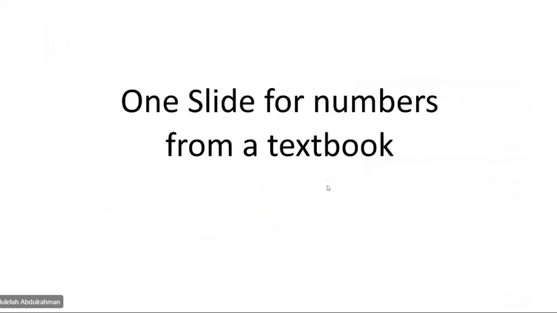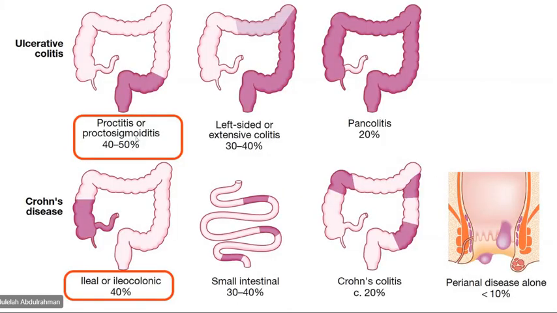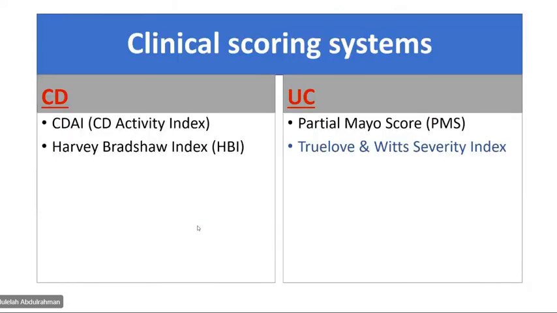So just one slide for numbers from a textbook. Remember, proctitis is the most common presentation of colitis, and ileal or ileocolonic disease is the most common presentation of Crohn's disease. Now, maybe it's difficult to remember all the components of the scoring system. It would just be nice to know the names of the scoring systems that we use. We call them clinical scoring systems, so not endoscopic, not histopathological, not radiological. This is clinical: the clinical presentation of the patient.